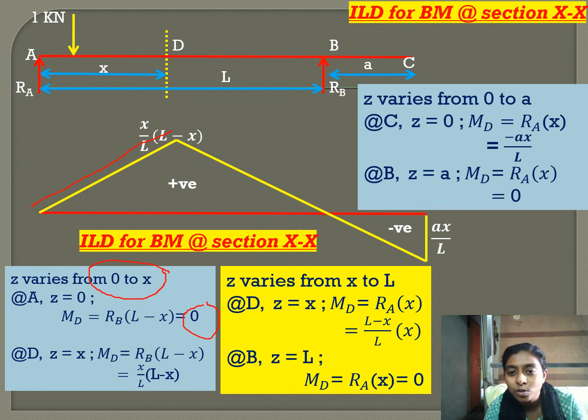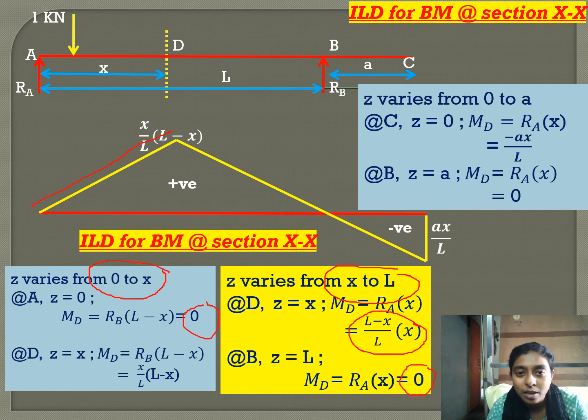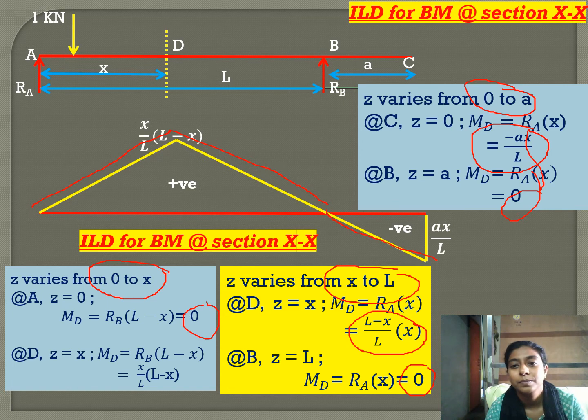Now come to the second portion. Z is varying from x to L. The variation is from x by L into L minus x to 0. Now coming to the third portion, Z varies from 0 to A. The value is minus Ax by L to 0. So the variation is from minus Ax by L to 0. So this is the bending moment diagram.